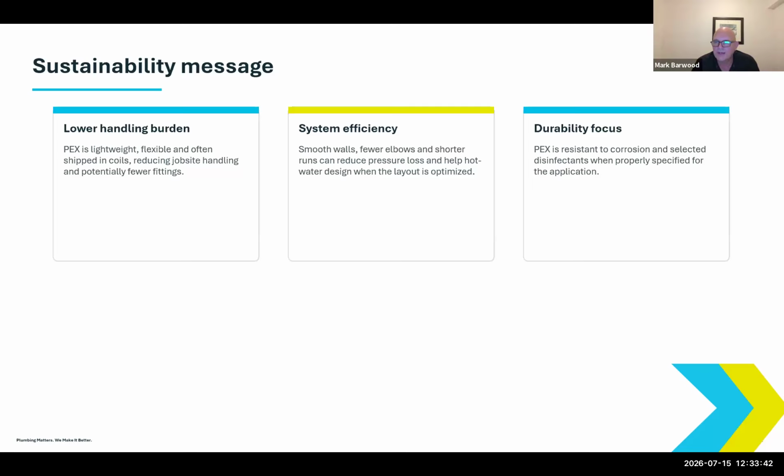And then durability. PEX is resistant to corrosion, and selected disinfectants when properly specified for the application. So just know what you can and can't put. What if there's certain things in water you won't be able to use PEX, and you'd have to go to a different material.